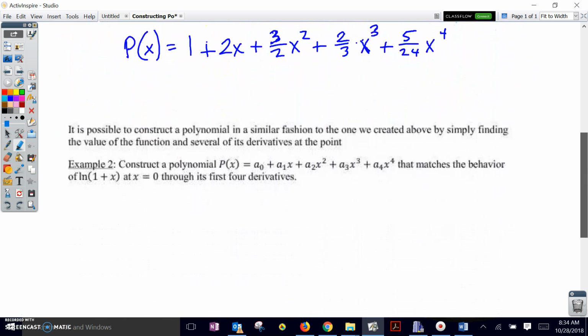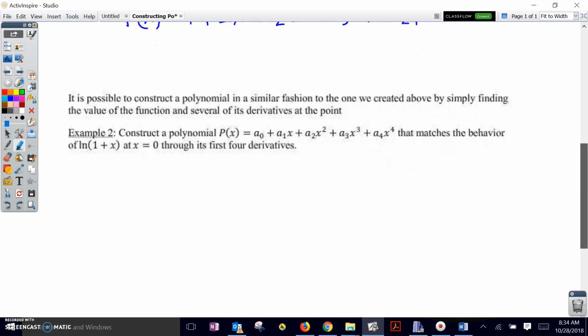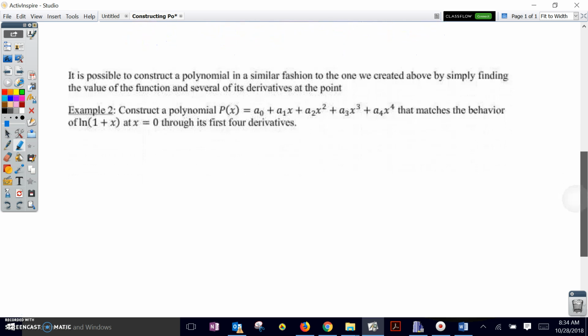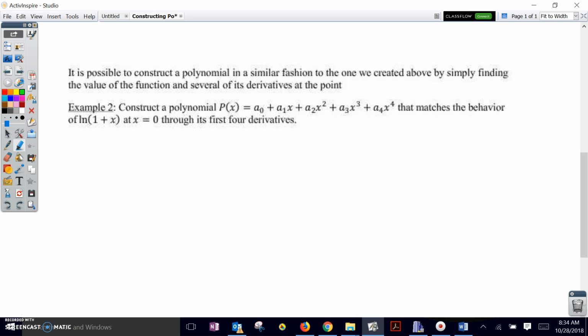Let's look at example 2. It's possible to construct a polynomial in a similar fashion to the one we created above by simply finding the value of the function and several of its derivatives at the point. Construct a polynomial p of x that matches the behavior of natural log of the quantity 1 plus x at x equals 0 through its first 4 derivatives.